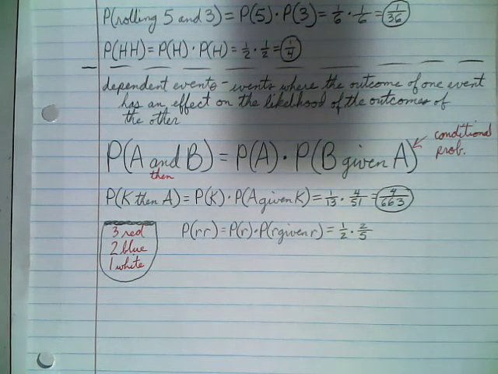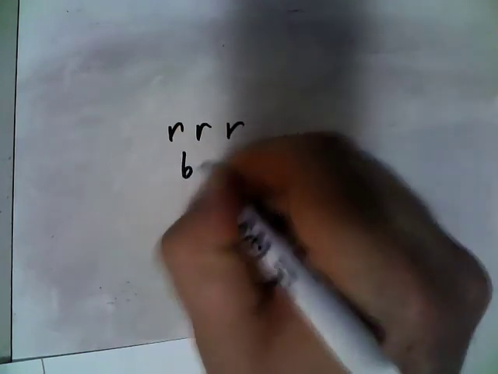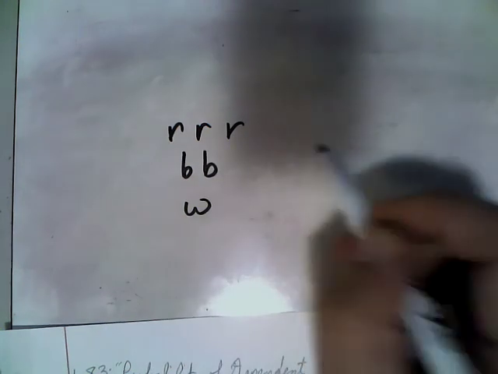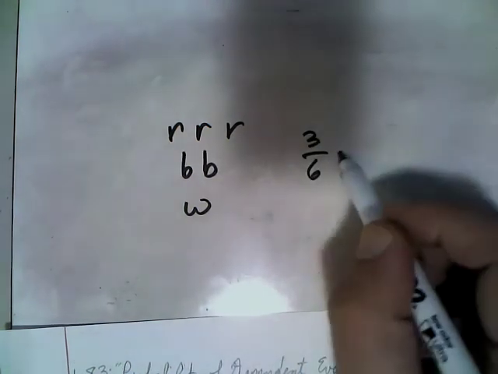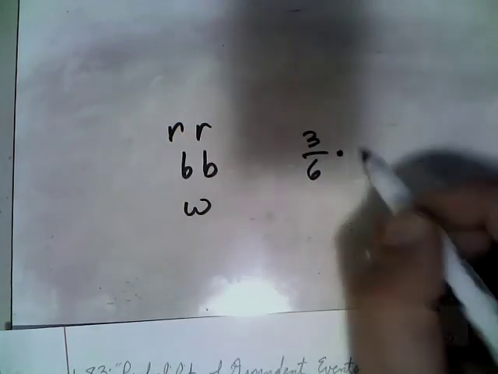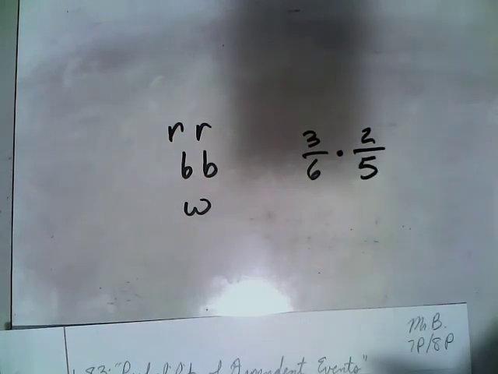If I come over here to my dry erase board for a quick second, just to kind of model that. So the first probability I had 3 out of 6. And then for my second probability, one of my reds is gone. So the second probability I got, because there are 2 reds left out of now 5 total. That's where we got those numbers from. Okay.